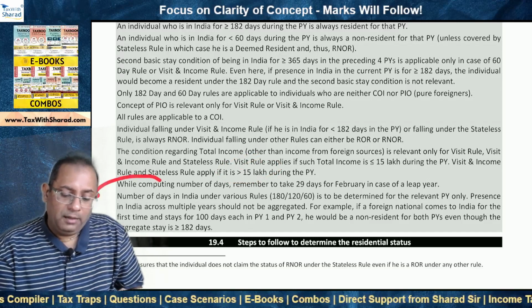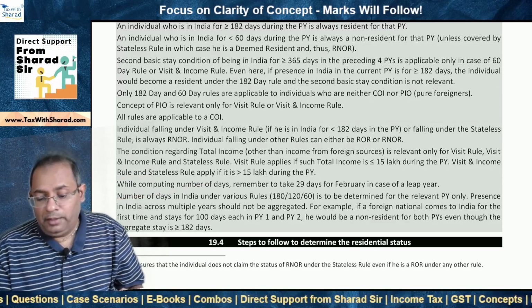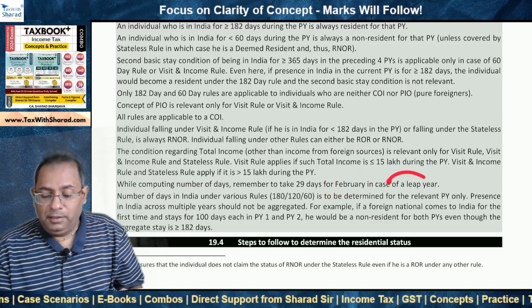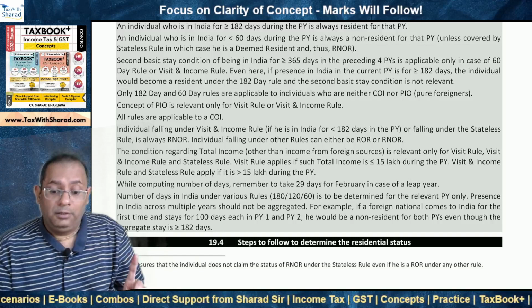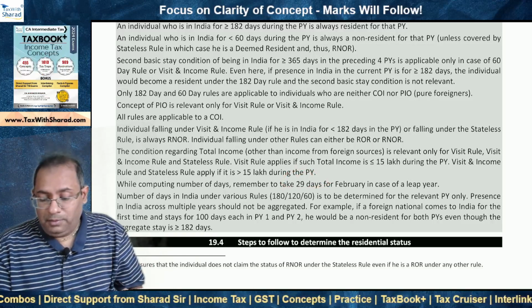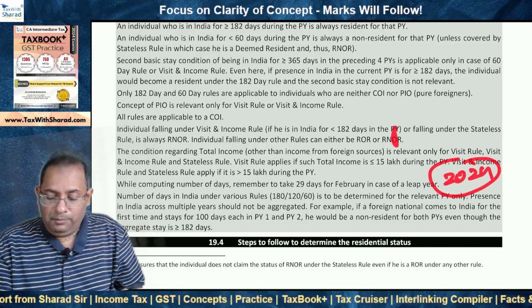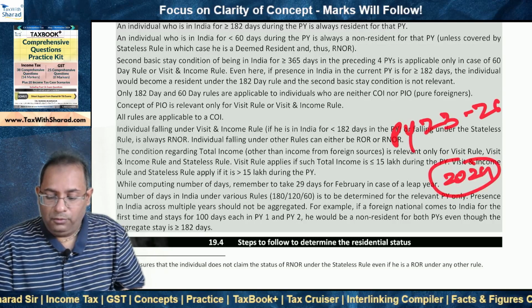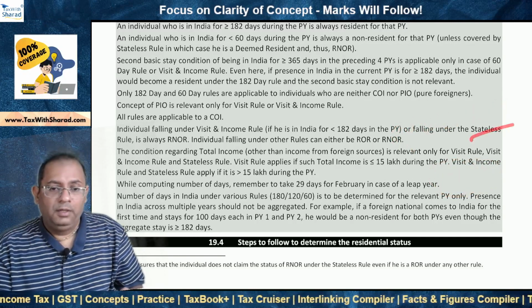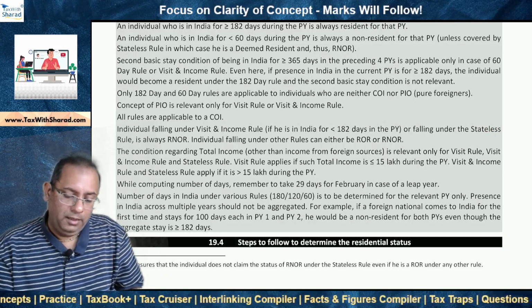Okay. Now, while computing the number of days, if you are looking at the month of February and if it is a leap year, then you should remember to take 29 days, not 28 days. For example, if you are looking at 2024, say previous year 23-24, and you are looking at February 24, in that case, you will count 29 days for February, not 28 days.